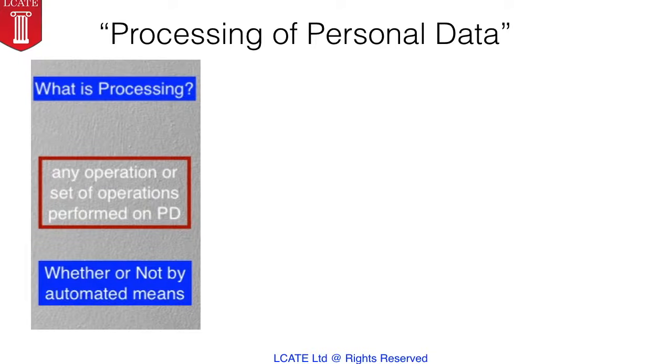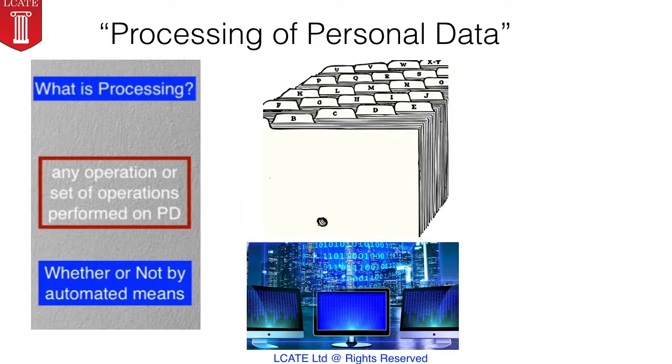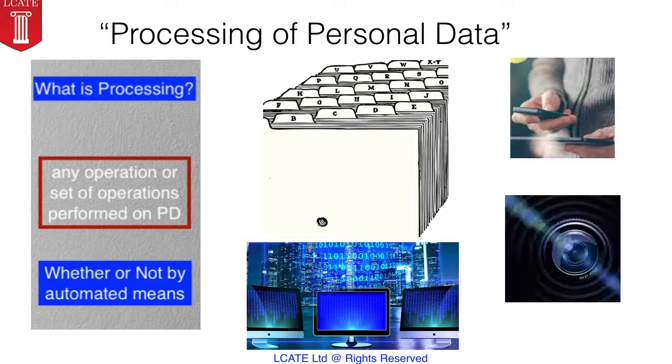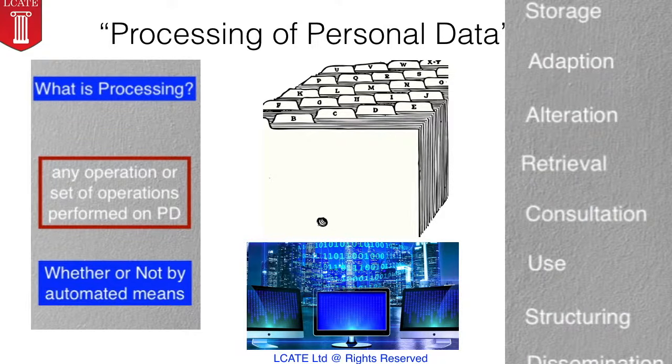Now let's have a look at processing of personal data. So what is processing? It means any operation or set of operations performed on personal data, whether or not by automated means. So if you collect the personal data and you do nothing with it, you're still caught by the General Data Protection Regulation. So you may put it in a filing cabinet, in files, on your automated systems, your mobile phone, a recording. The GDPR does actually go into detail and provide you with examples of processing, some of which can be storage, adaptation, alteration.